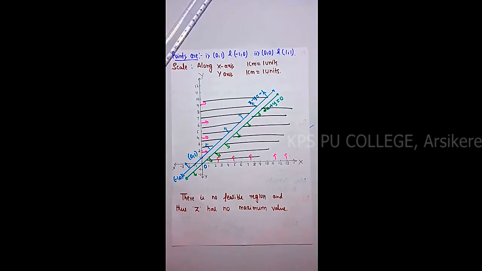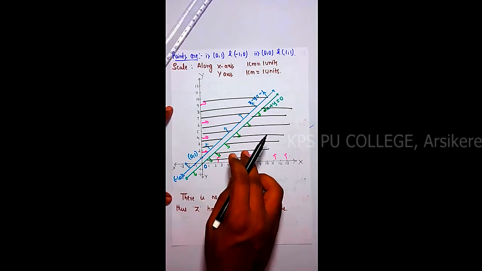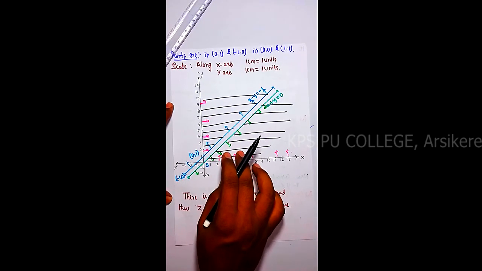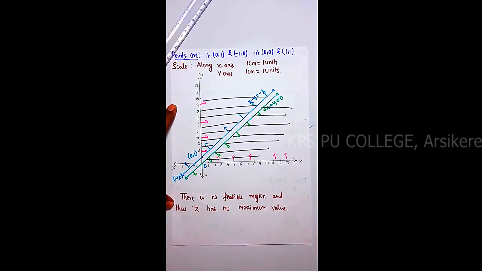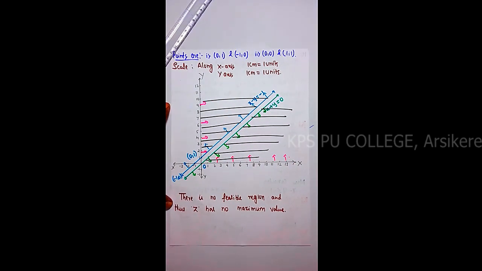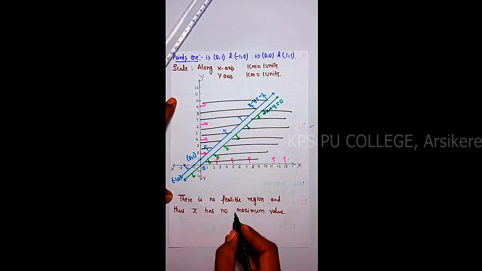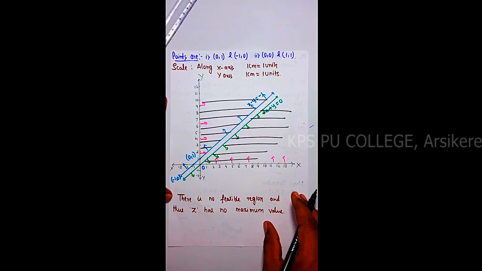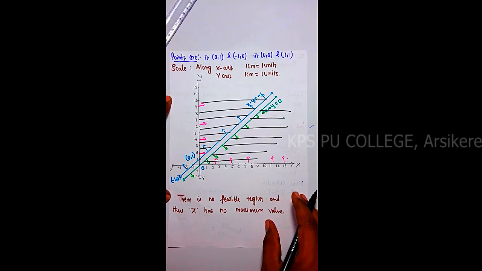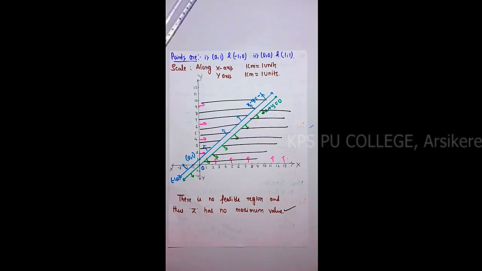Remember, here we won't get a feasible region because there is no common region which satisfies all the given constraints. Hence, there is no feasible region, and z has no maximum value. When there is a feasible region, we get a maximum or minimum value, but here there is no maximum value of z. Clear? So this is problem number 10, and this completes Exercise 12.1.